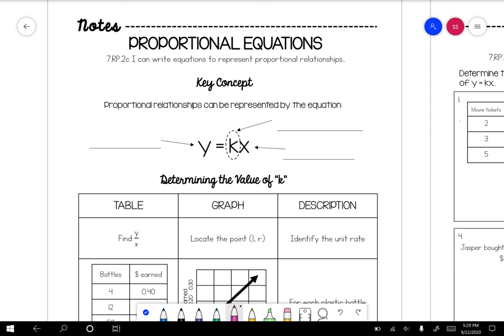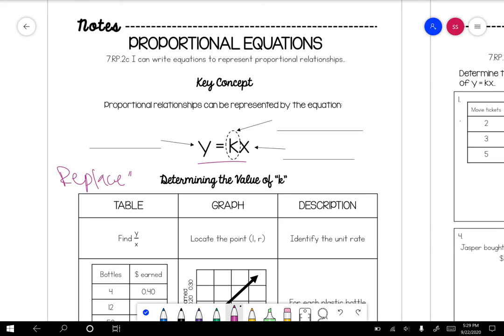Okay, so key concept with proportional equations. Proportional relationships can be represented by the following equation: y equals k times x. Now, when you're asked in a question to actually write the equation for the problem, you're going to replace x. Or sorry, not replace x. You're going to replace y.